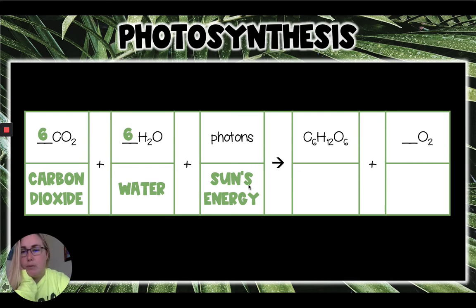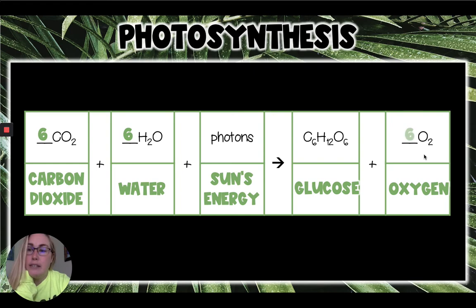So what happens? We add these 3 things together inside the chloroplasts of a plant, and what we get is glucose, which is that sugar molecule, and then we also have the oxygen, that O2 that is being released, and it's not just 1, but 6 oxygen molecules are released into the air.